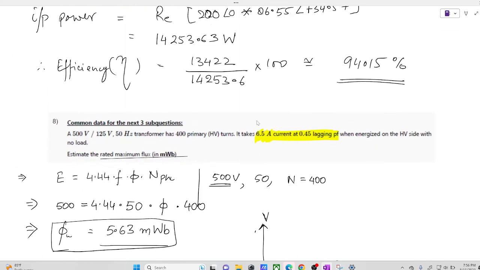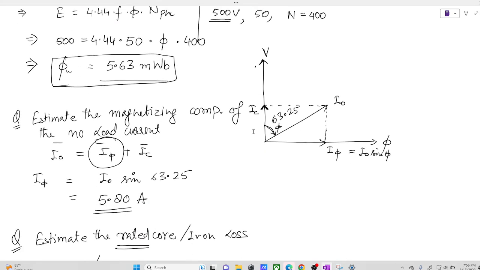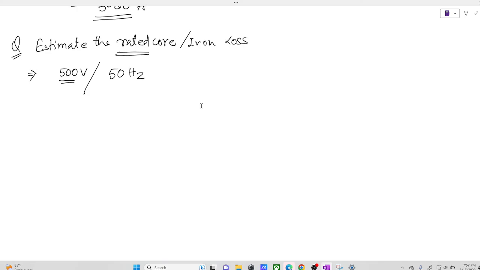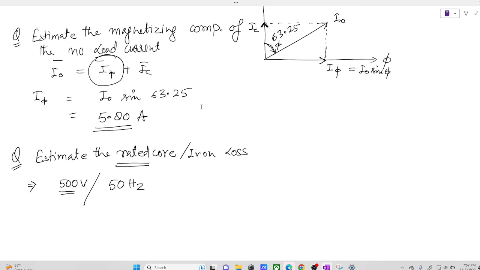It is mentioned in the question that the transformer is operating under no load. So part of the current you are giving is going to supply for maintaining the flux, and the rest will contribute to the core loss. So simply you can find out Pi, that is the iron loss or the core loss.